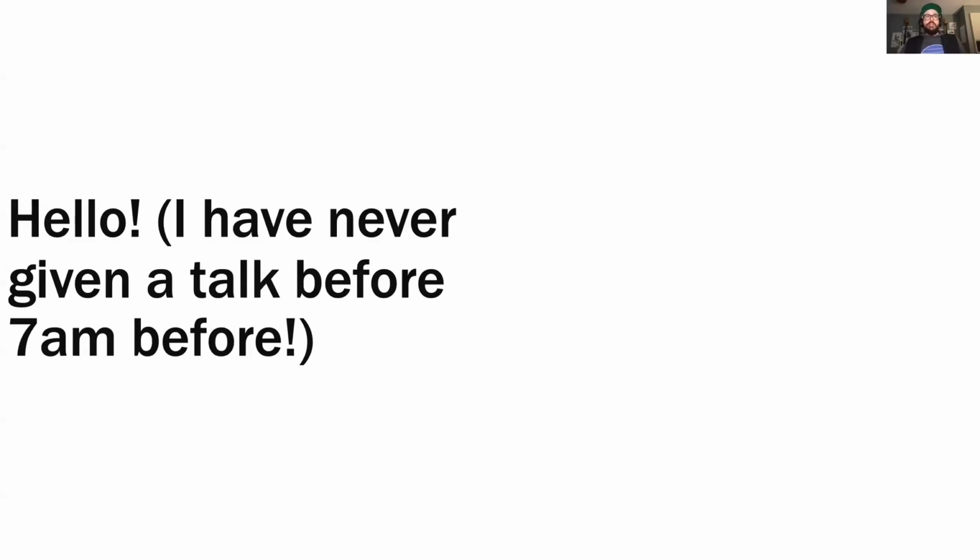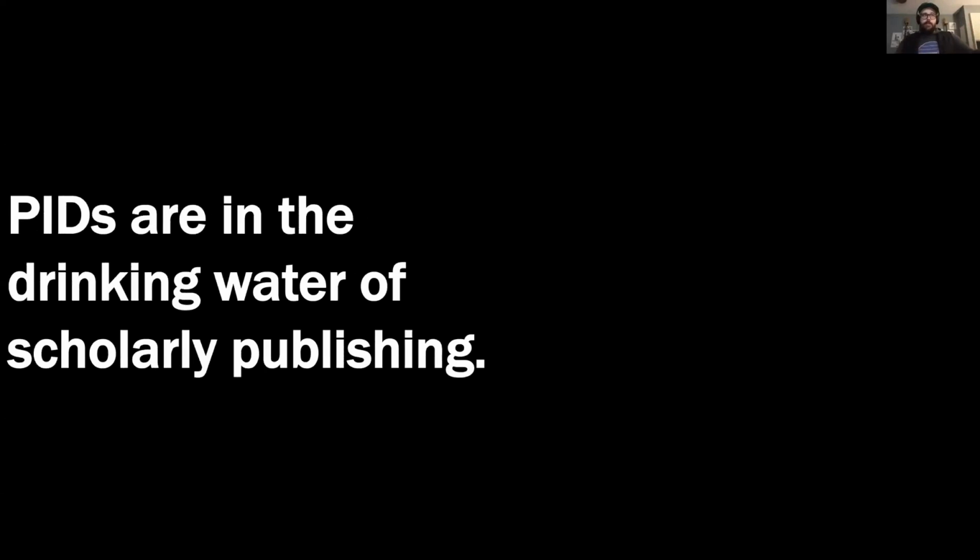But we're going to go through this in a very quick way that's hopefully comprehensive. So before we dig in, I want to make one thing super clear, and I think we're already addressing this in the prior talk. Persistent identifiers are in the very drinking water of scholarly publishing. They're kind of throughout all of the publishing infrastructure that we see.